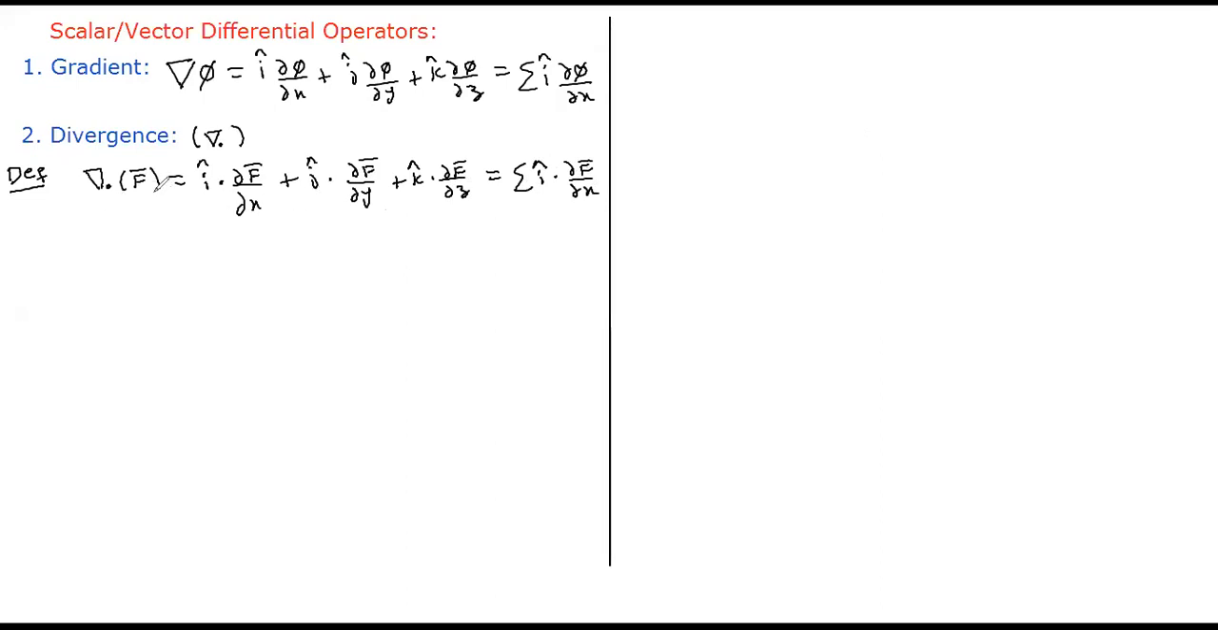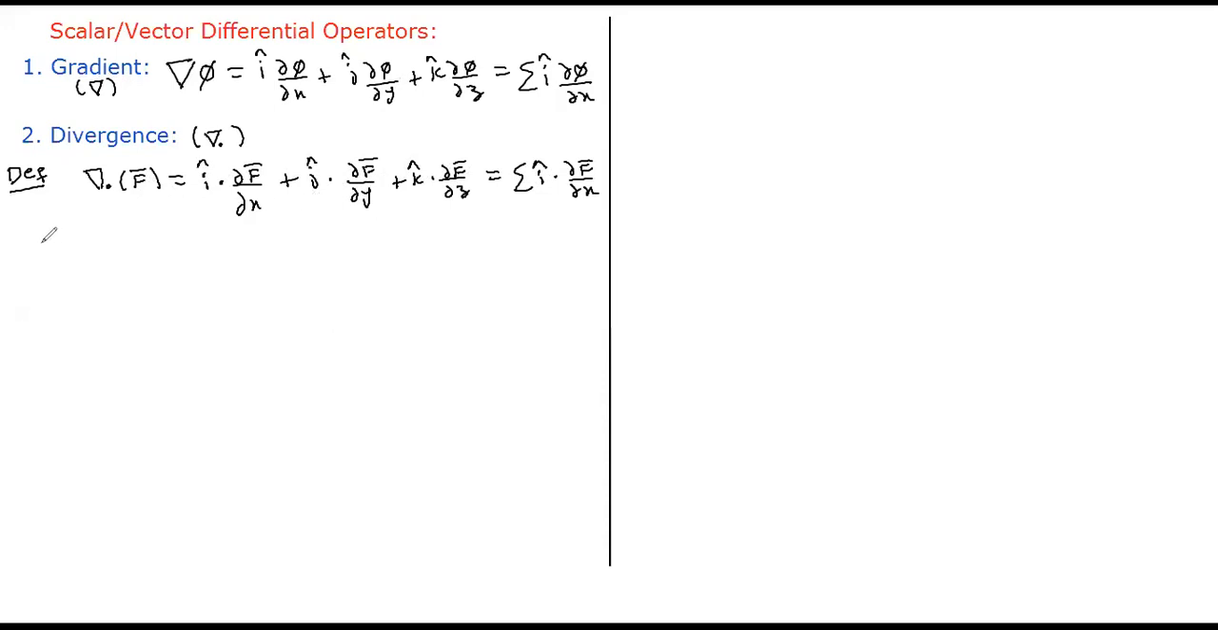So what is input, what is output? Input is a vector function, output is a scalar, because derivative of a vector is a vector, and dot product of vectors is a scalar. So this is a scalar, second term is a scalar, third term is a scalar, sum of scalars is a scalar. So what is divergence doing? Divergence is transforming a set of vector functions to a set of scalar functions. Whereas gradient converts a scalar to a vector, divergence converts a vector to a scalar.